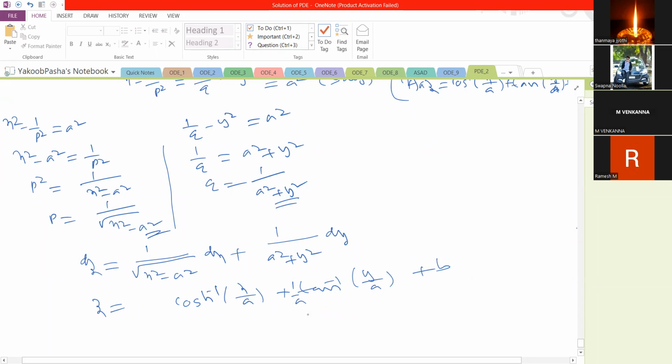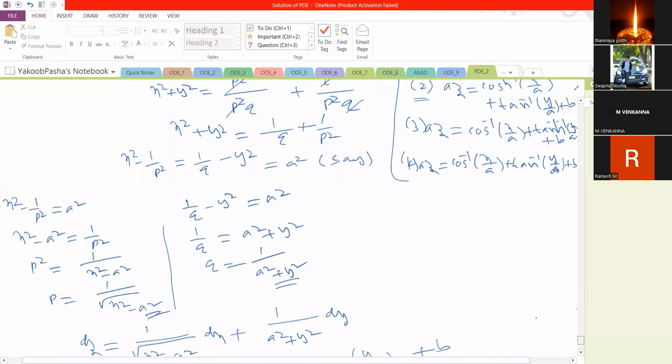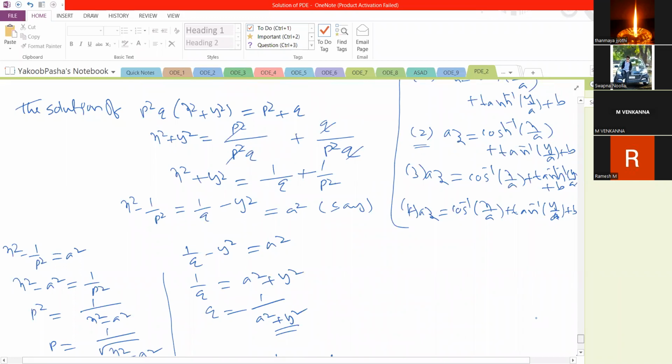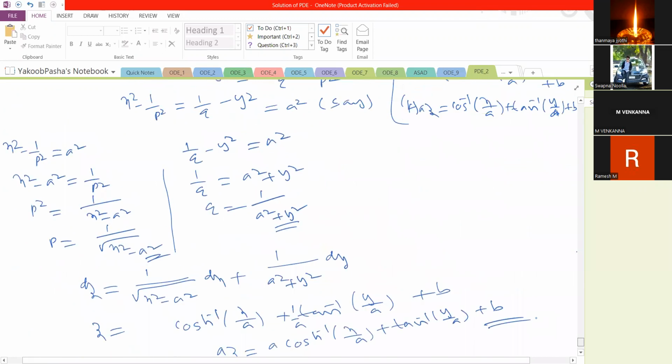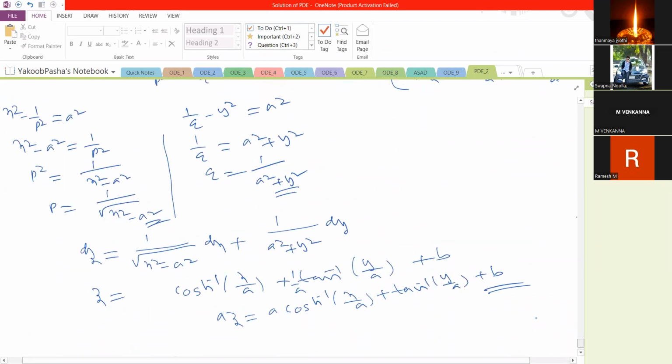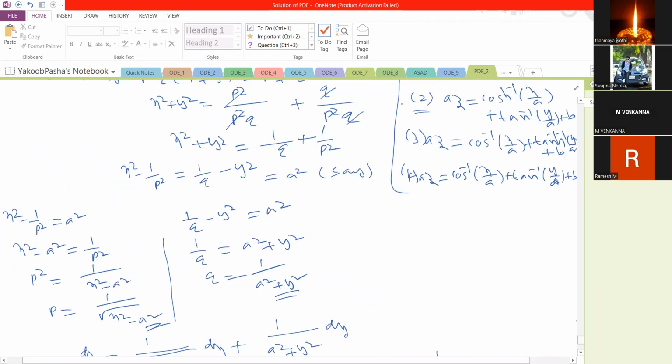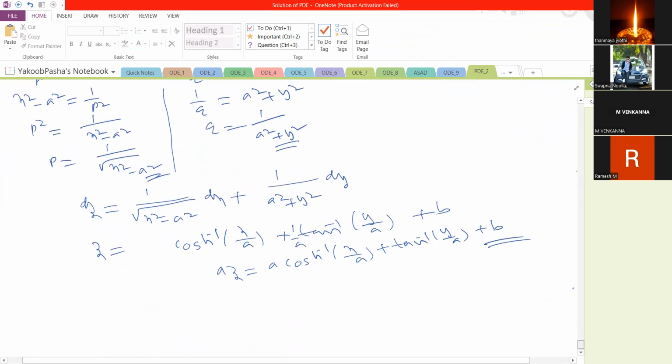So what is the solution? Az is equal to a into cos h inverse x by a plus tan inverse y by a plus b. This is the solution. So what is the option? Second: az is equal to cos h inverse. Okay, there is no 1 by a, look once, right? Yes, the second option is the right option. Even if not, no problem. Since a is an arbitrary constant, cos h inverse tan inverse is the right option.